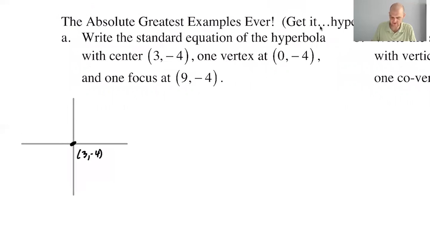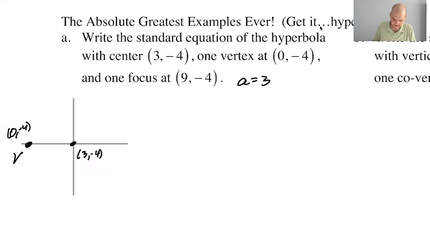So that's (3, -4). That's my center. (0, -4) has to be to the left, right? So that's going to be here. This is going to be a vertex, and that's at (0, -4), which means the distance from the center to a vertex is a, so I now know that a is equal to 3.